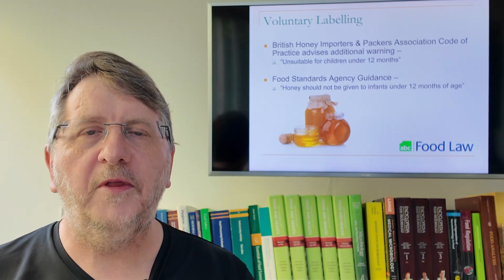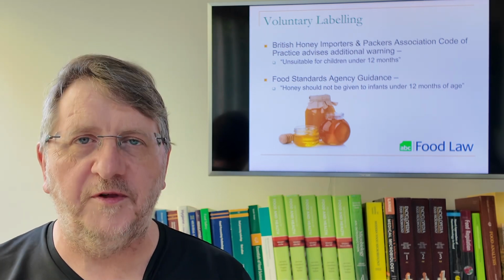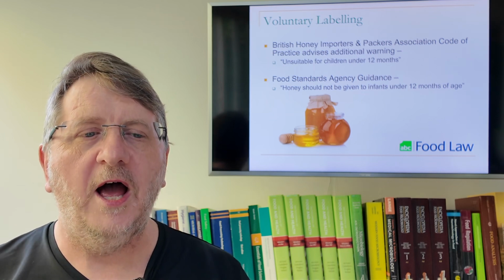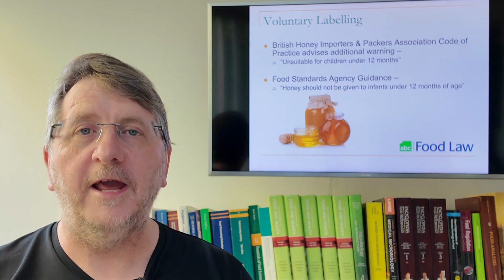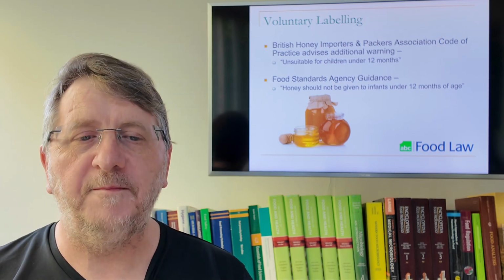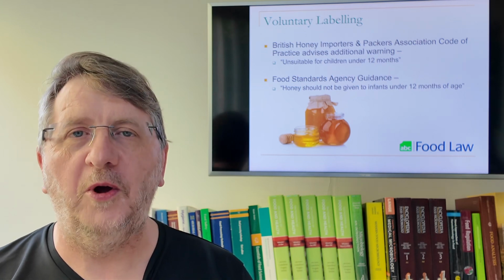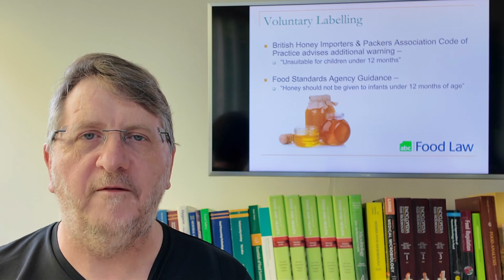So there are some voluntary labelling schemes available. One promoted by the Food Standards Agency, suggesting that honey should be marketed with the wording "honey should not be given to infants under 12 months of age" written on the label. The British Honey Importers and Packers Association Code of Practice advises slightly different wording, but it's the same meaning. It just says unsuitable for children under 12 months.